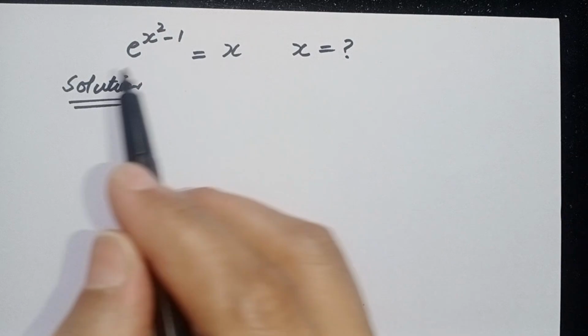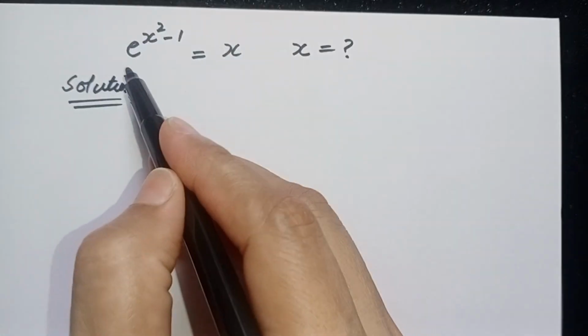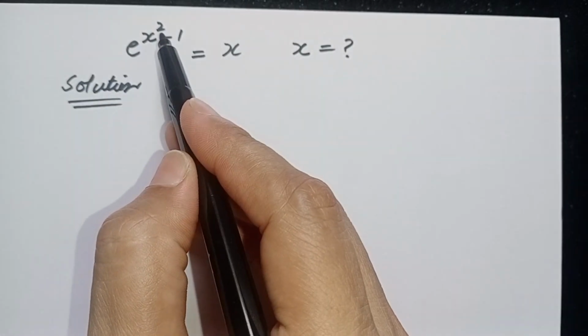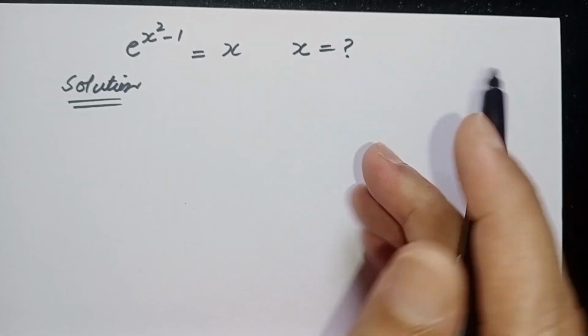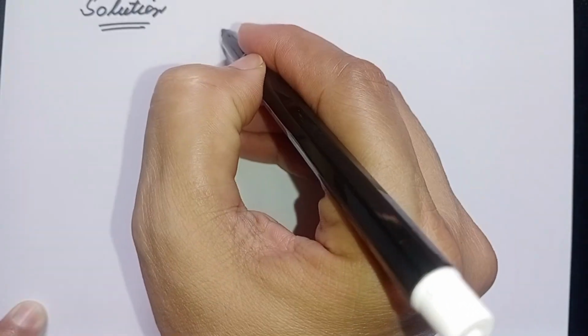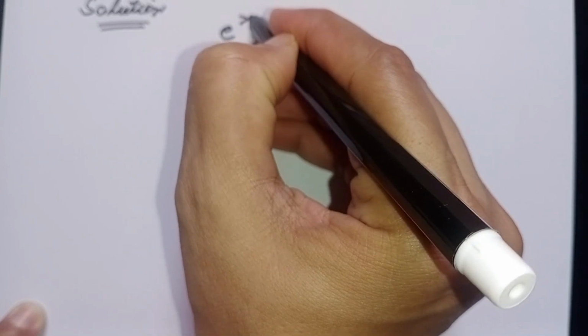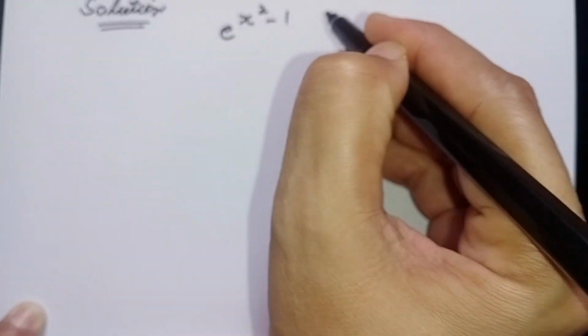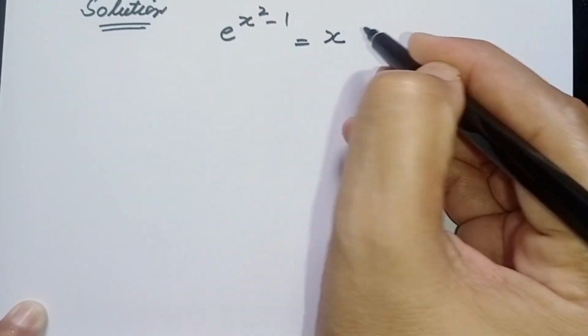In today's video, we are going to solve the question e power x squared minus 1 is equal to x, and we need to calculate x. So I'm going to write down the question: e^(x²−1) = x.